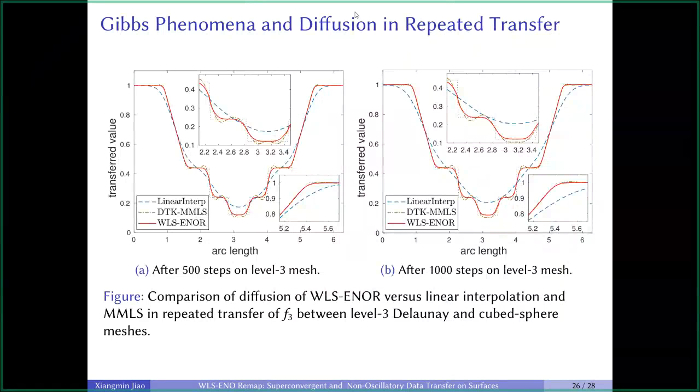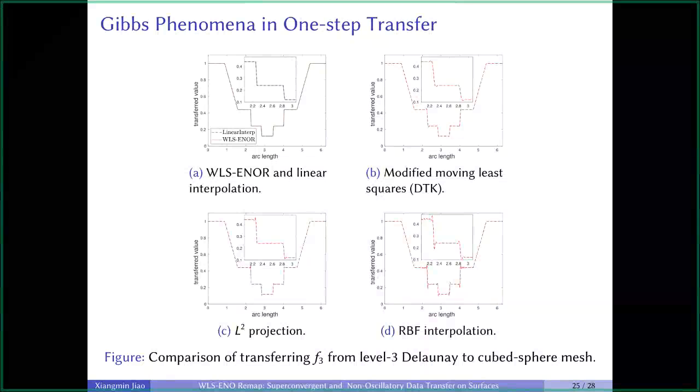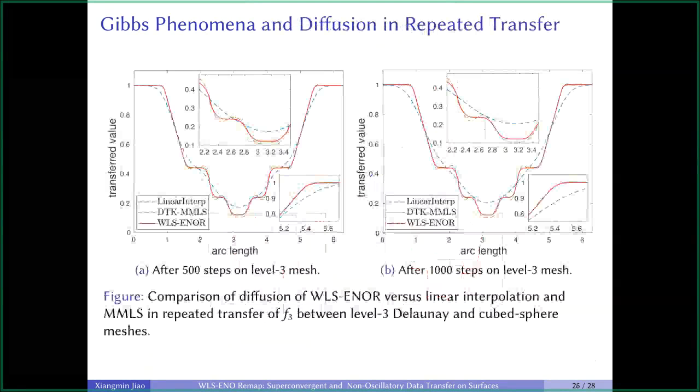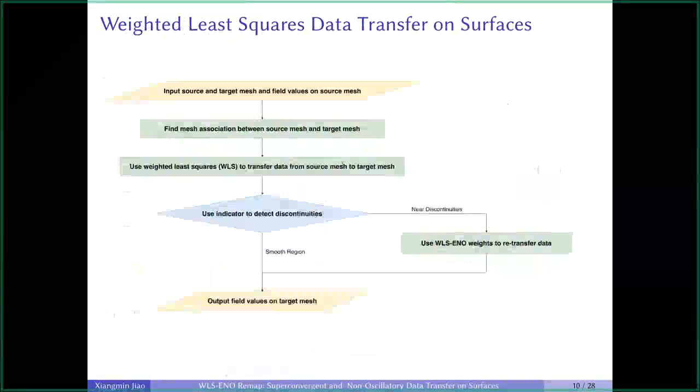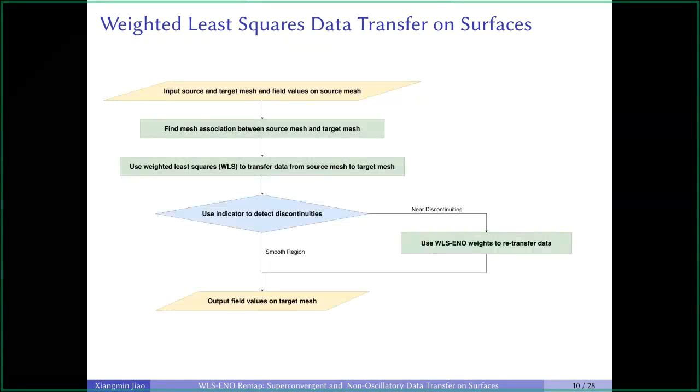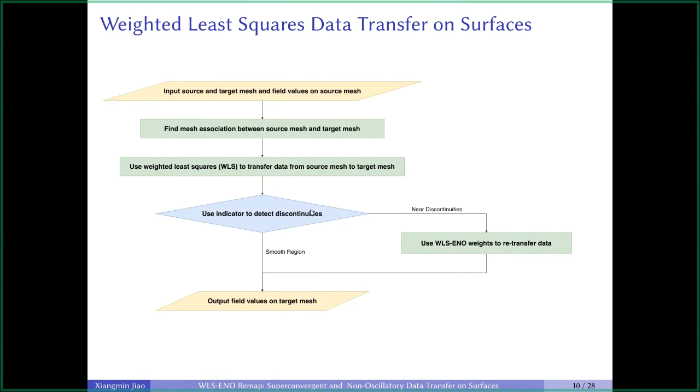And can you also make a statement about maybe the computational complexity? Is it more expensive, less expensive, relative? Yeah, that's a good question. So I did not mention it in the algorithm. Basically this step and this step are computed using matrix vector multiplication. Even the indicator is a matrix vector multiplication. We pre-build the operators and then detect, and then near discontinuities we do a local transfer.